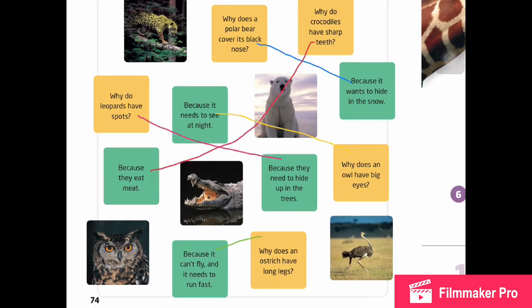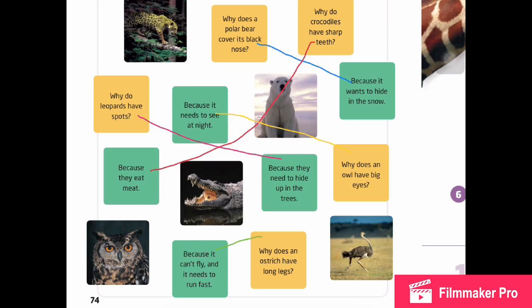Very good. Now here you have the answers. Why does a polar bear cover its black nose? Because it wants to hide in the snow. Why do leopards have spots? Because they need to hide up in the trees.